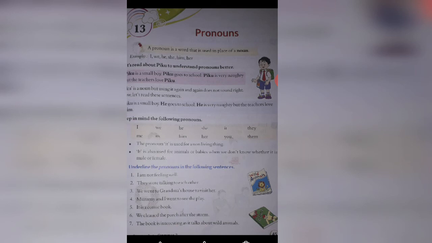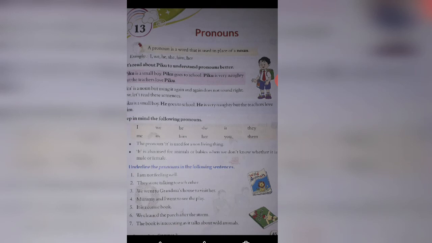Okay, so we are using we in place of my brother and I. So we is the pronoun, underline we. Number 4, Mummy and I went to see the play. Here I is the pronoun, underline I.